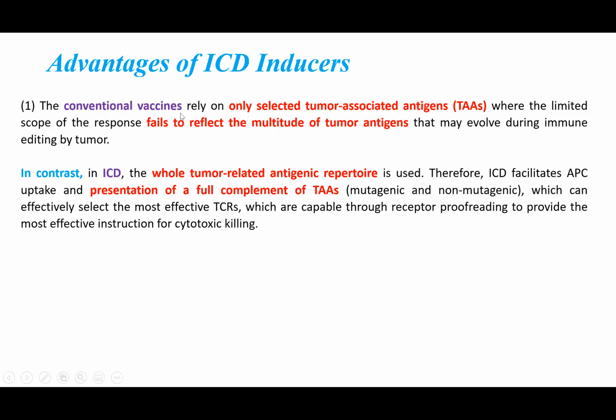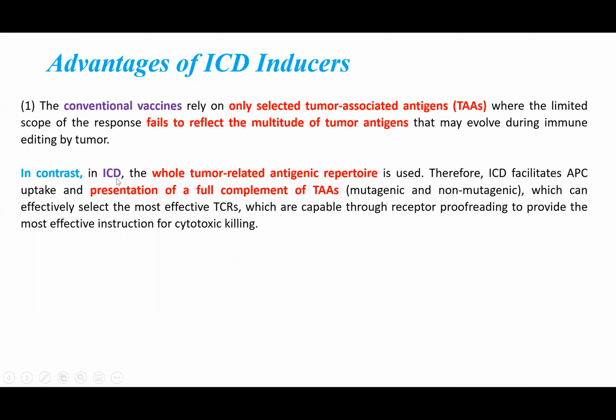Usually, conventional vaccines used for cancer use only selected tumor-associated antigens. So they fail to reflect the multitude of tumor antigens that may evolve during immune editing by the tumor. They usually use nanoparticles to deliver only one or two antigens to the dendritic cell to initiate the tumor response. So they will lack the response to other antigens released by cancer cells.